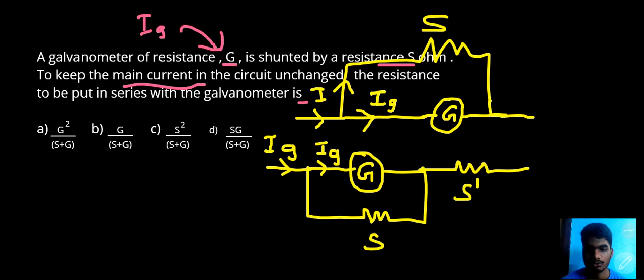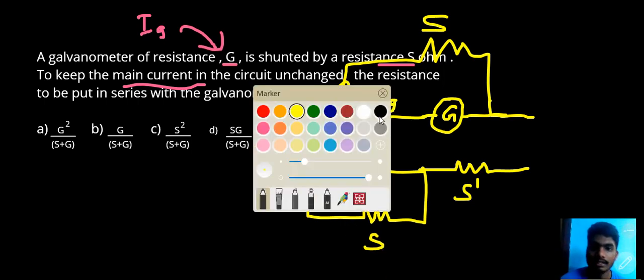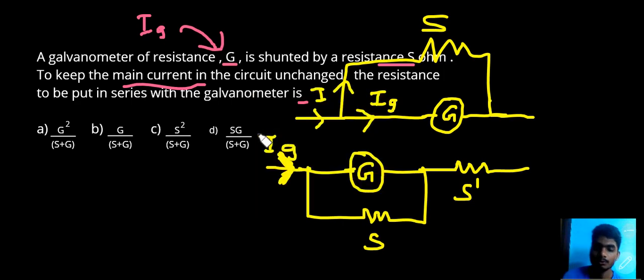This needs to be changed so that Ig remains the same. The current received by the main branch is unchanged. The main current is going to be unchanged in this situation. This is the important concept you need to understand. This is Ig, and this is Ig. So slowly you have to see this, so that you can understand the concept very clearly. Next, I am moving on.